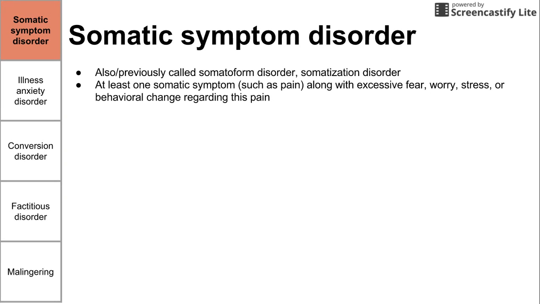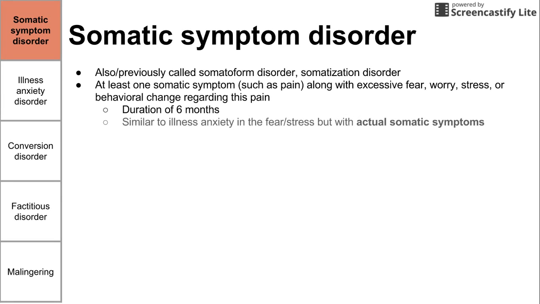It is defined as when a patient has at least one somatic symptom, such as pain, along with fear, worry, stress, or behavioral change regarding this pain. So a patient has a symptom, such as pain, and they have severe anxiety, worry, and stress surrounding that pain. The duration of their symptom and their fear, worry, and stress surrounding that symptom lasts for a duration of 6 months. That's a requirement for the diagnosis.